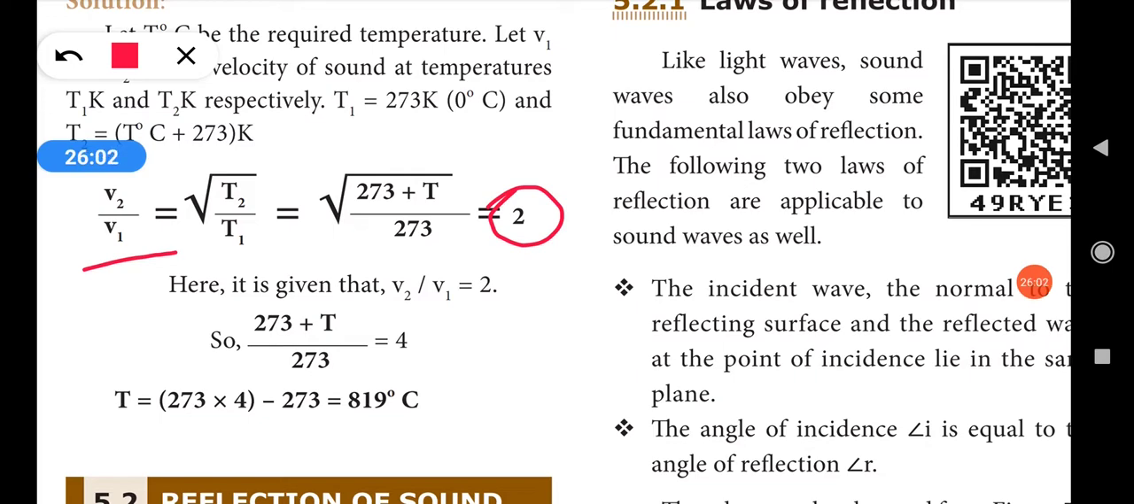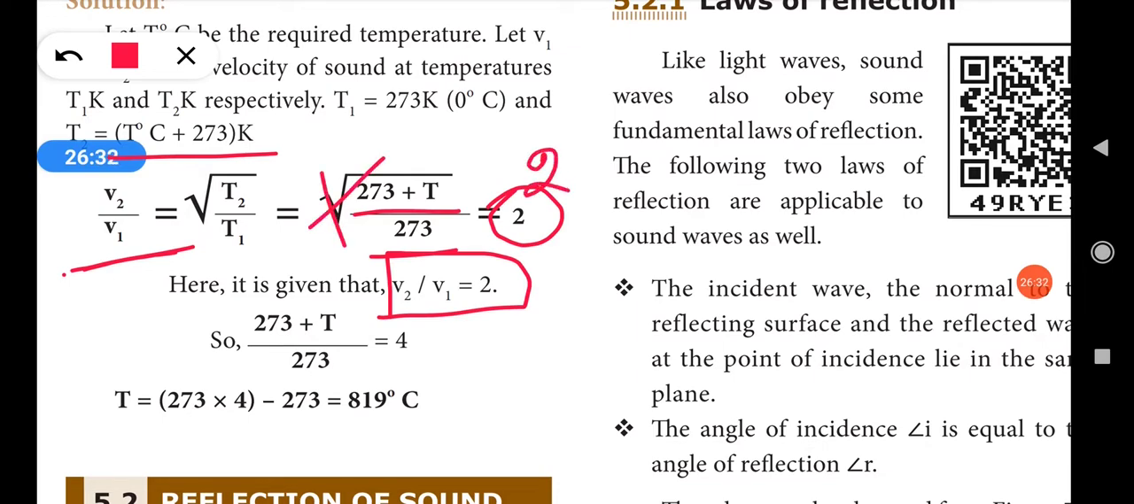So V2 divided by V1 is equal to root of T2 divided by T1, that is equal to root of 273 plus T divided by 273, that is equal to 2. Therefore V2 divided by V1 is equal to 2. To cancel the root, it will become 2 square. So 273 plus T divided by 273 is equal to 2 square, that is equal to 4.